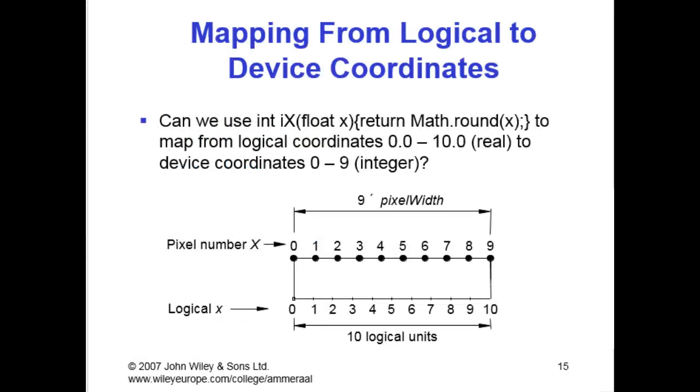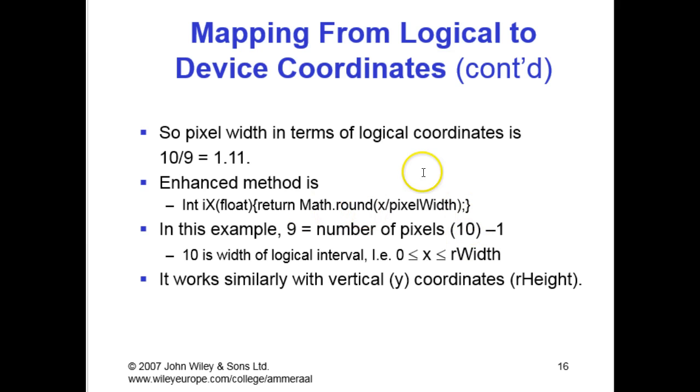In section 1.4, the author is showing an example where we can run into trouble. For example, if we're trying to map from pixel coordinates 0 through 9 to logical coordinates 0 through 10, rounding isn't going to work. So we need to figure out some other way to do it.